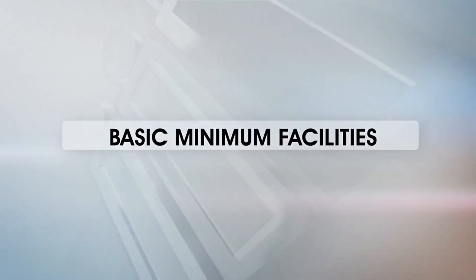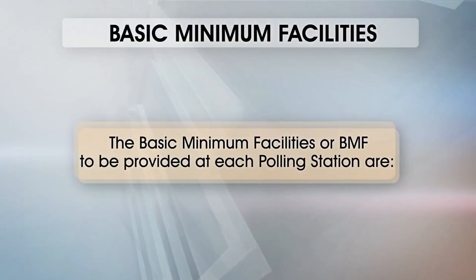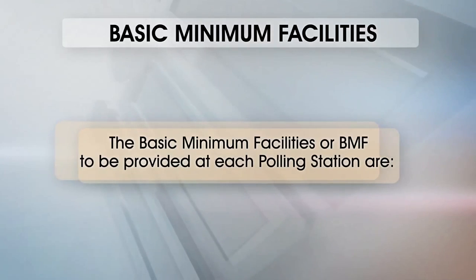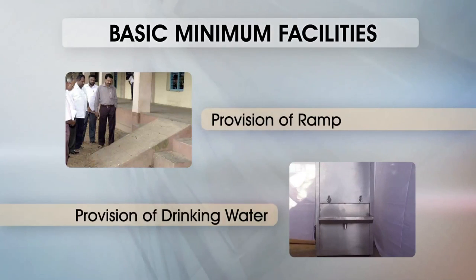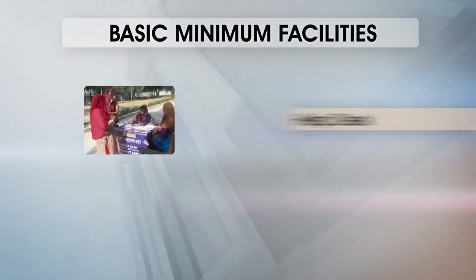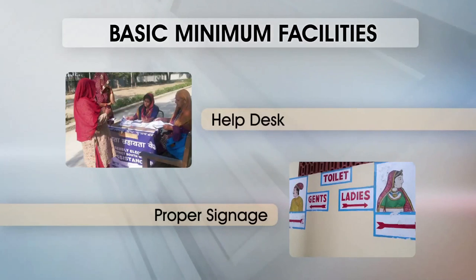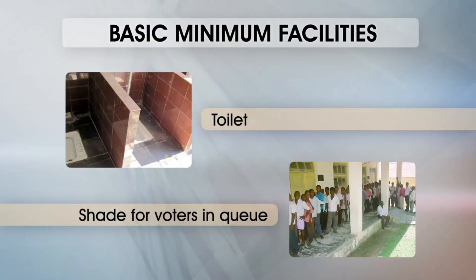Basic Minimum Facilities. The Basic Minimum Facilities, or BMF, to be provided at each polling station are provision of ramp, provision of drinking water, adequate furniture, proper lighting, help desk, proper signage, toilet, shade for voters in queue.